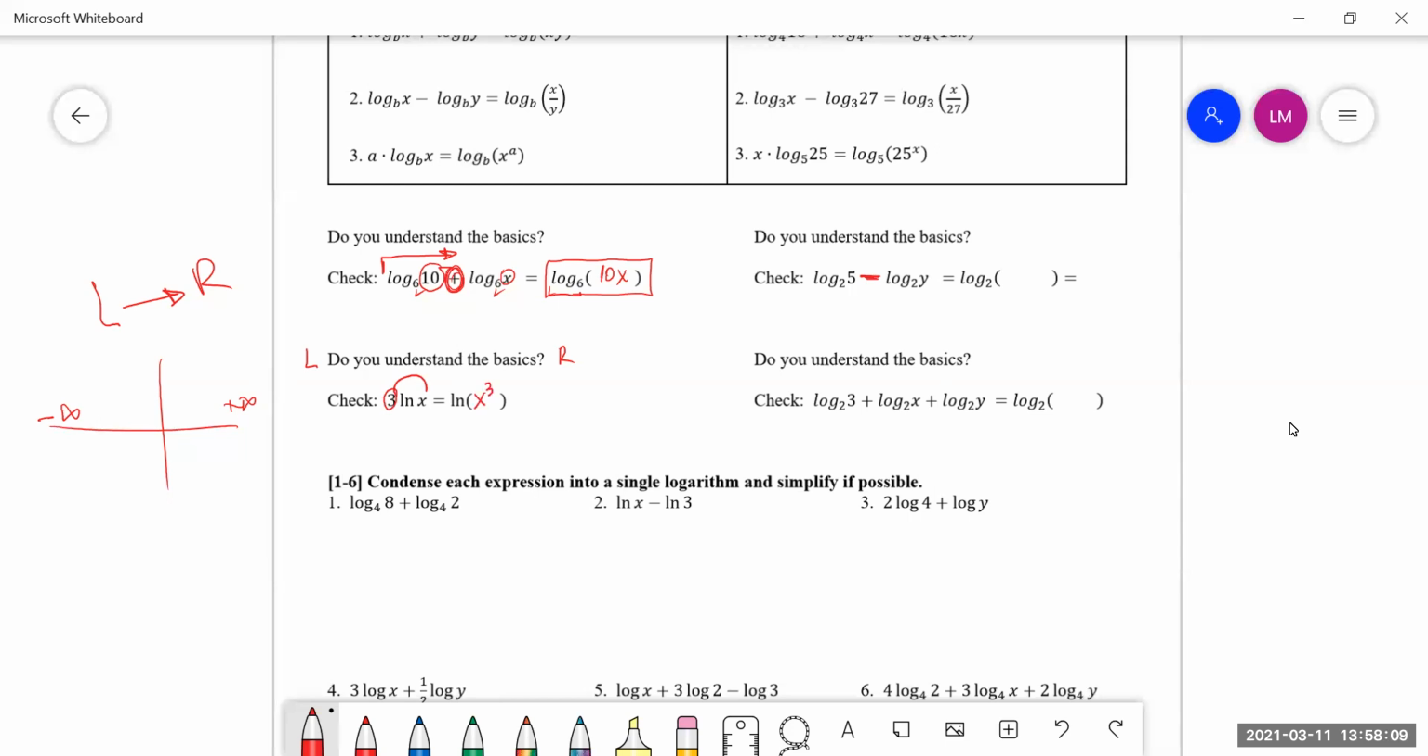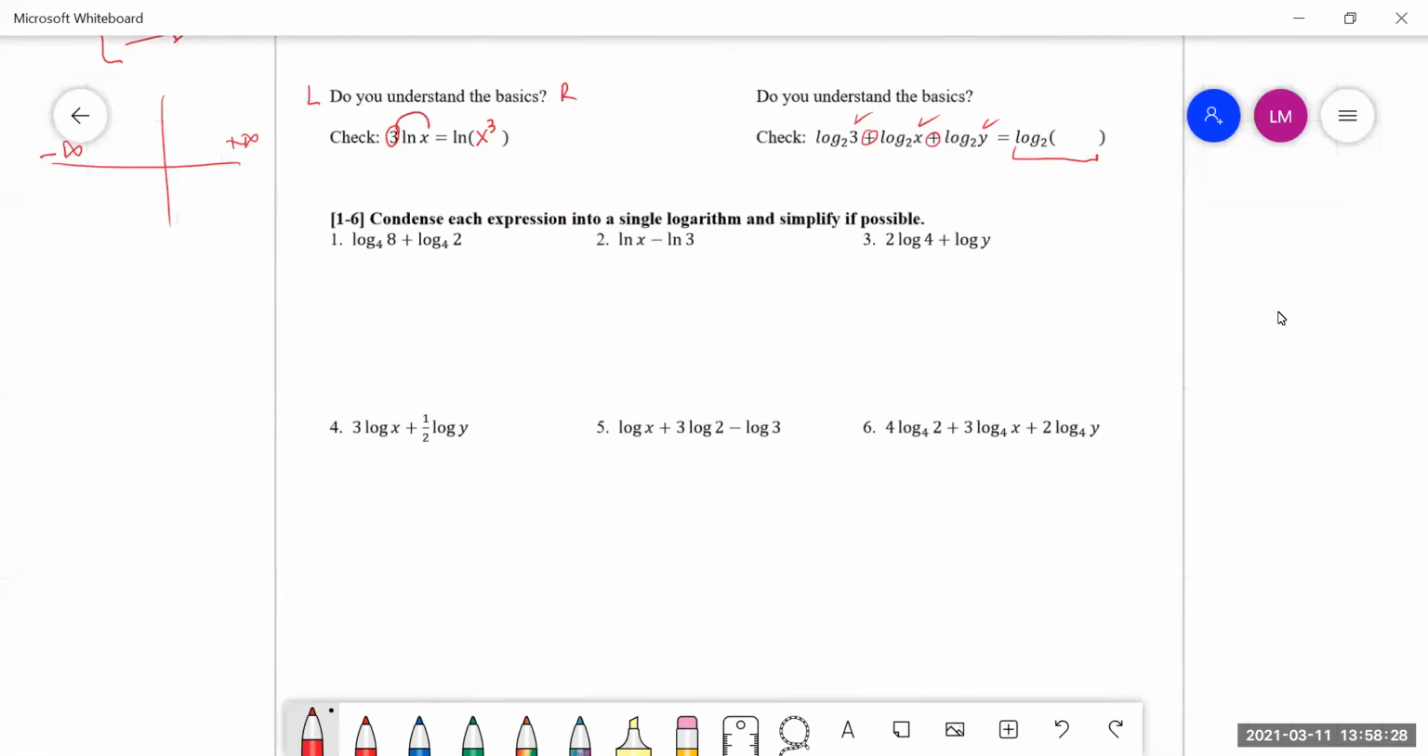I want you to try this one. I have log base 2 of 3 plus log base 2 of x plus log base 2 of y. You have 3 additions, 3 terms, a 3, an x, and a y. You should be able to condense it to 1, okay? Let's go ahead and do some challenging ones. I'm going to do a few, and I'm going to leave a few for you to do. I want you to challenge yourself and condense as many as possible. So as a matter of fact, if you want to, go ahead and pause it and condense as many as you can, that would be great.